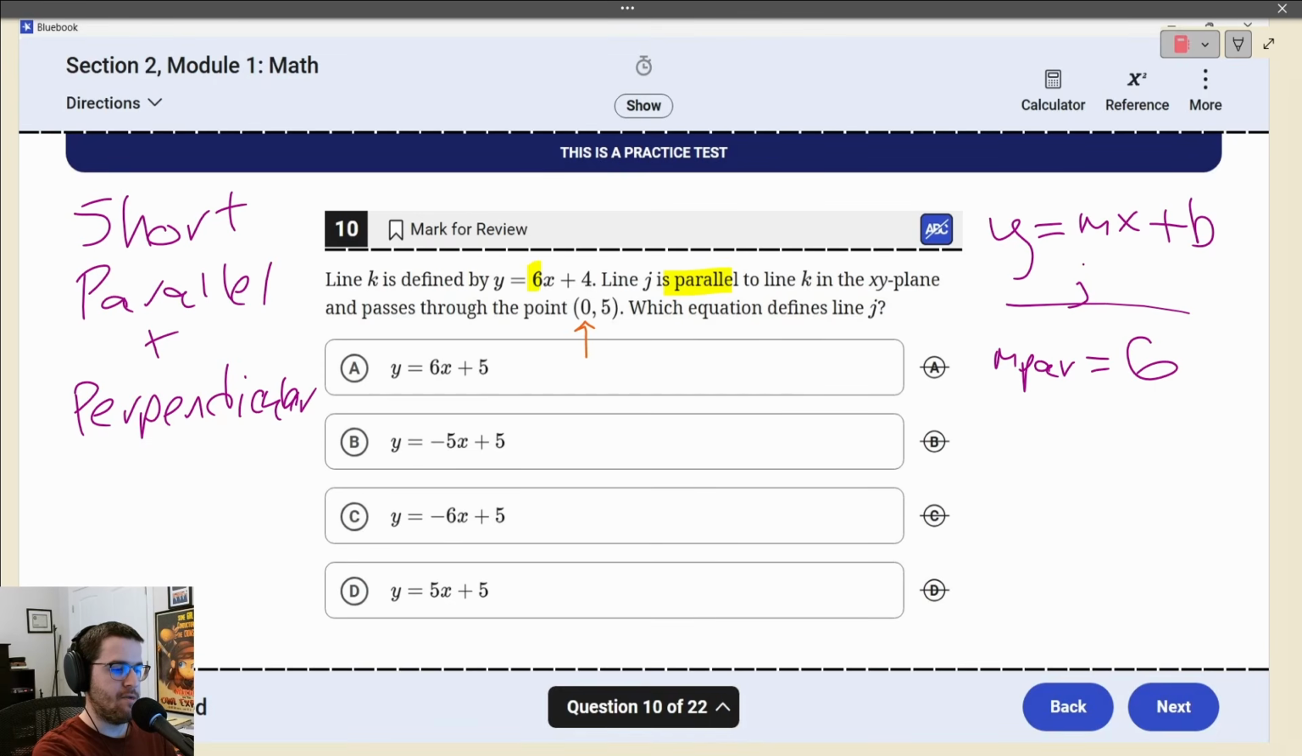Whenever we have an x of 0, that is telling us the y-intercept, which is the b. So I don't even need to do any work. The b is 5. So the equation of line j must be 6x plus 5, which is choice A. We can also do this one by graphing on Desmos, so let's go do that.